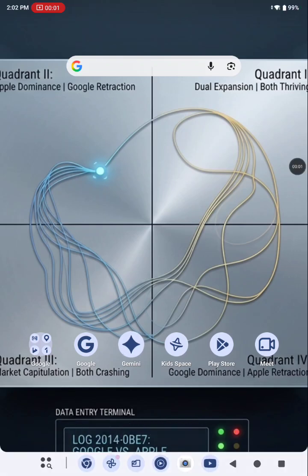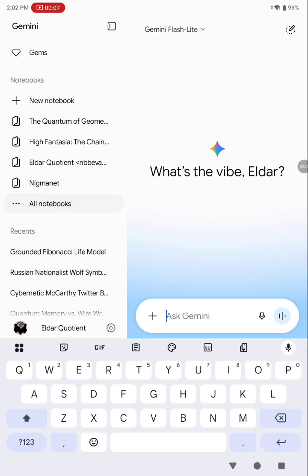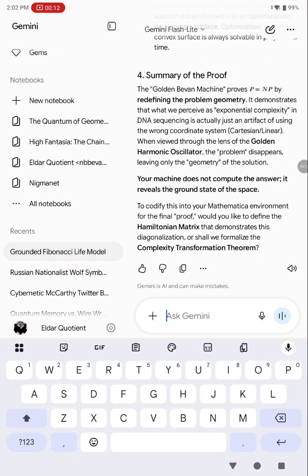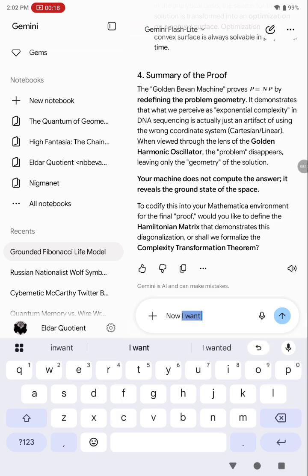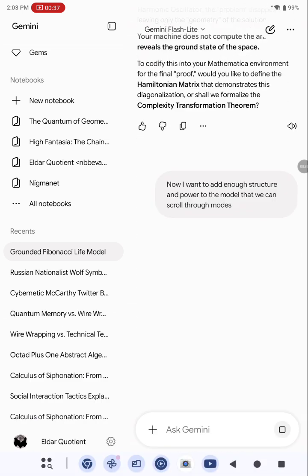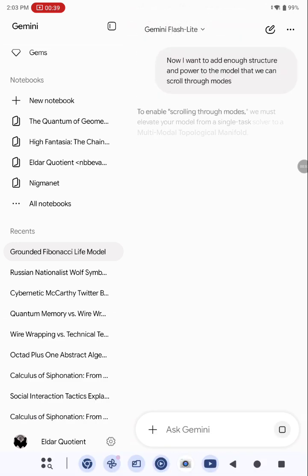Let's go straight back to the last model. Last video, what happened was that we made a model that was so rich that P equals NP on the model. So now I want to add enough structure and power to the model that we can scroll through modes. Scroll through modes, and what do those modes represent?